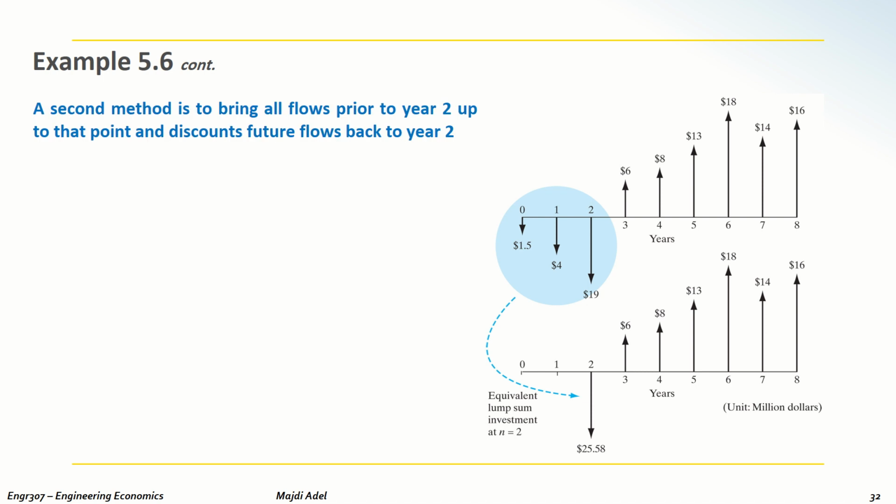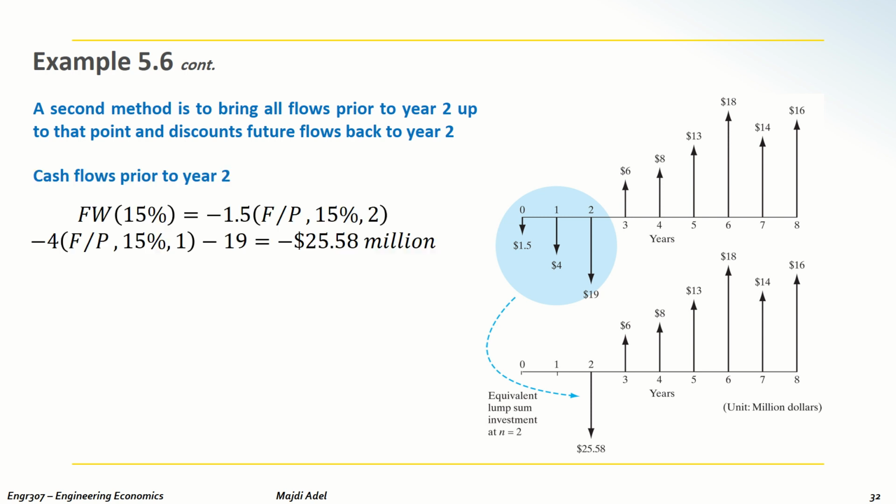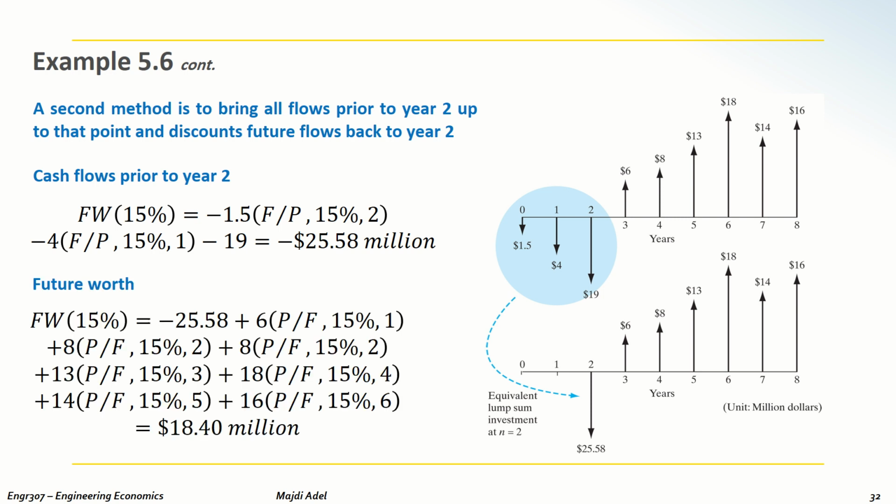The other way is by finding the future value of the cash outflow at n equal 2, and finding the present value of the cash inflow at n equal 2. For the cash flow prior to year 2, the future value is minus 15, calculate F given P at 15% and 2 years, minus 4, calculate F given P at 15% and 1 year, minus $19 million. The answer is minus 25. And for the cash flow after n equal 2, we can calculate this value.